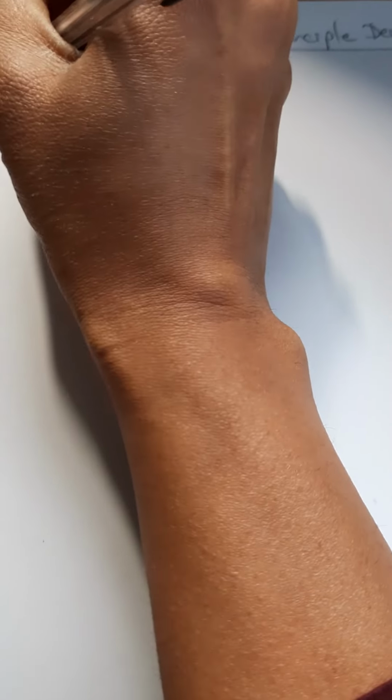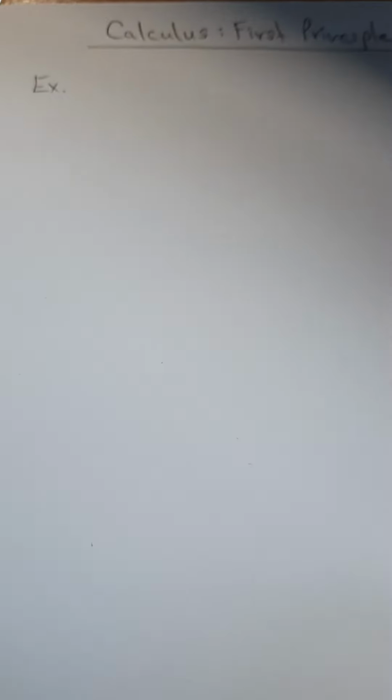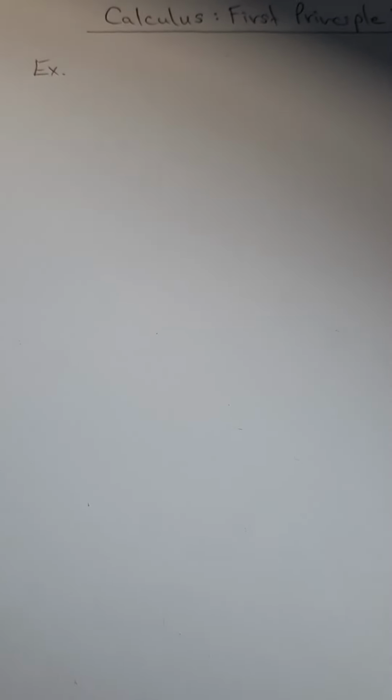All right, so here I have the title written down. What we're using is the first principle derivatives for our calculus. This is Calculus Grade 12. The derivative basically just means you are looking for the slope of this line.